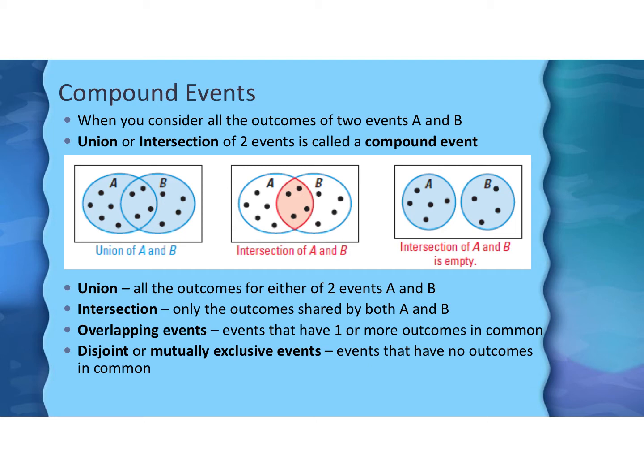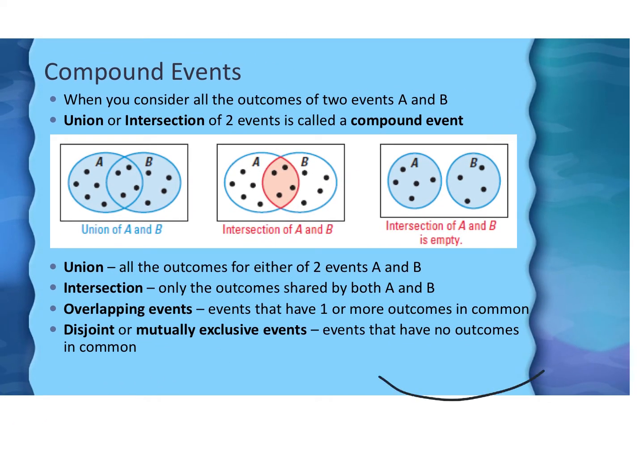The union would be to list all of the outcomes for events A and B together, list everything. For the intersection, it would be only the outcomes that are shared by both event A and B, so what they have in common. Overlapping events are sort of like an intersection. It's going to be events that have one or more outcome in common. And then disjoint or mutually exclusive events are going to be events that have no outcomes in common. And that's that third picture there. These would be an example of disjoint or mutually exclusive.